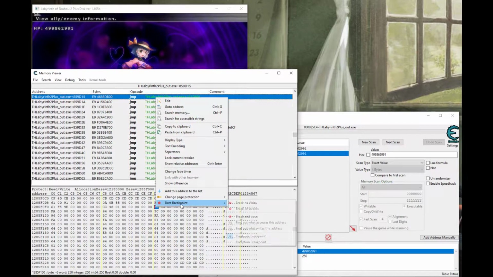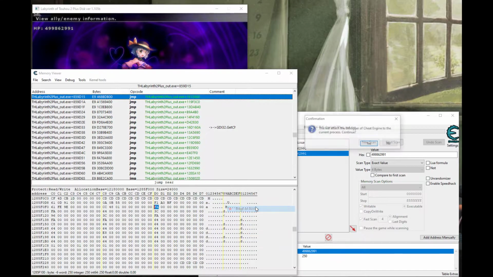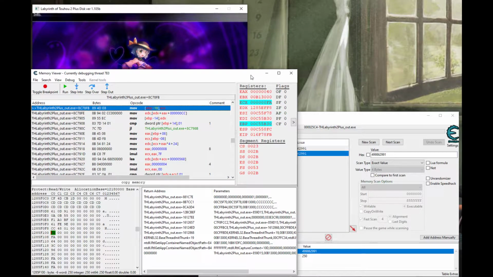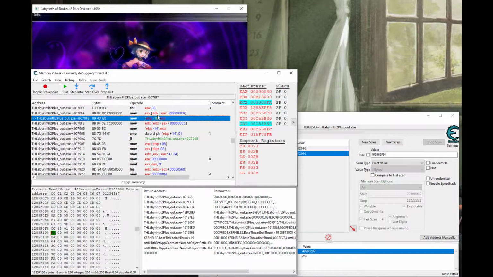Let's add a breakpoint here to break on access. Whenever the game accesses this value, it'll break execution so we can look at what's going on. We know it's going to access that because it needs to load that value to know if a move is going to hit or not. So when we use an attack here, the game loads that into memory. What it's going to do with that, we don't know yet, but as soon as it loads it into the register, it puts it into some other memory address, EBP minus 18.